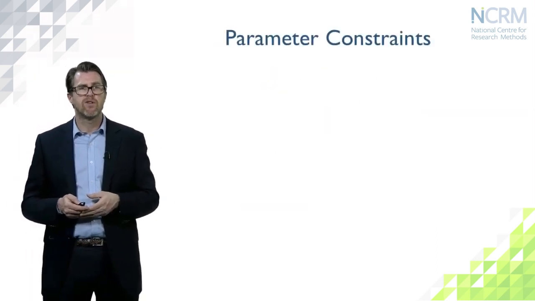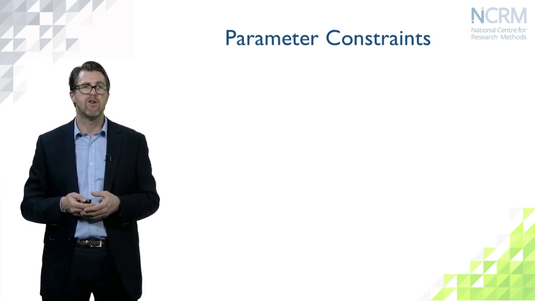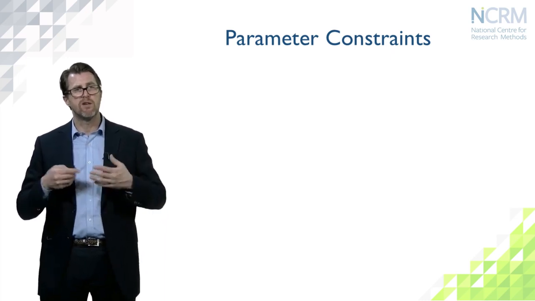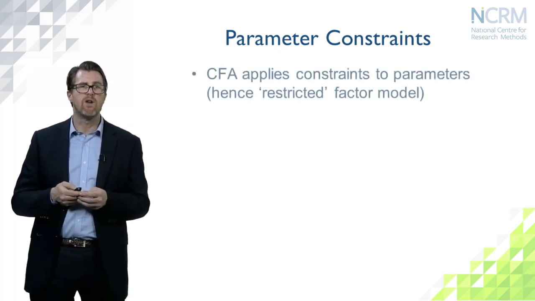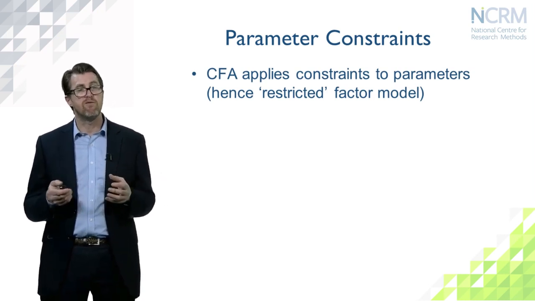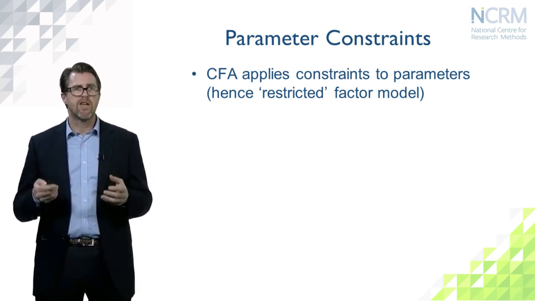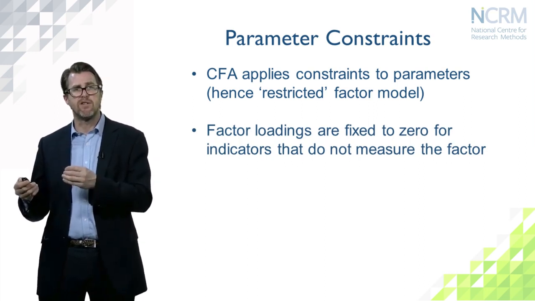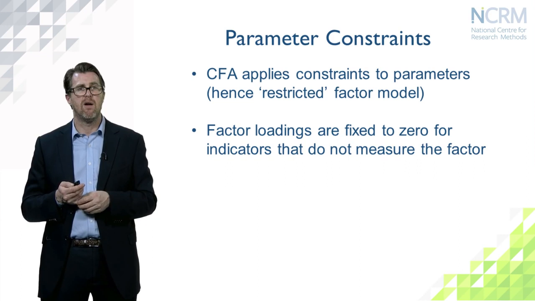So those are the kinds of parameter constraints and parameter restrictions that I was referring to and talking about in video two, that it's quite unusual in other branches of statistics that we use in social science to make these constraints and fix parameters to particular values. But that's why we call the confirmatory model the restricted factor model, because we place restrictions on the loadings. So sometimes, as I just gave an example of, we would fix particular parameters to zero for indicators that do not measure or do not influence a measured variable.